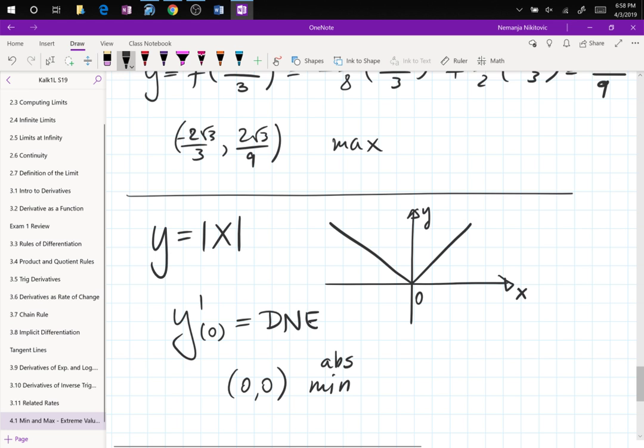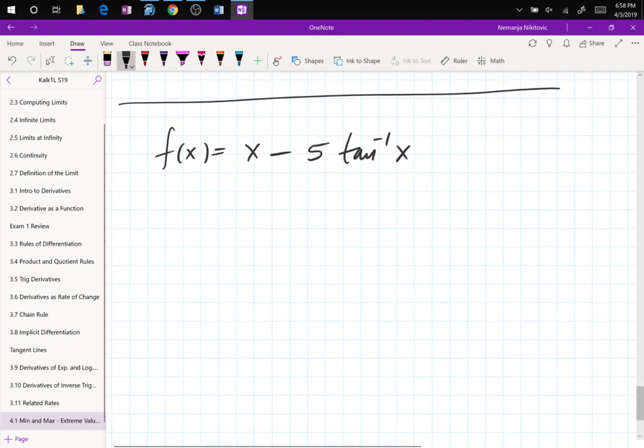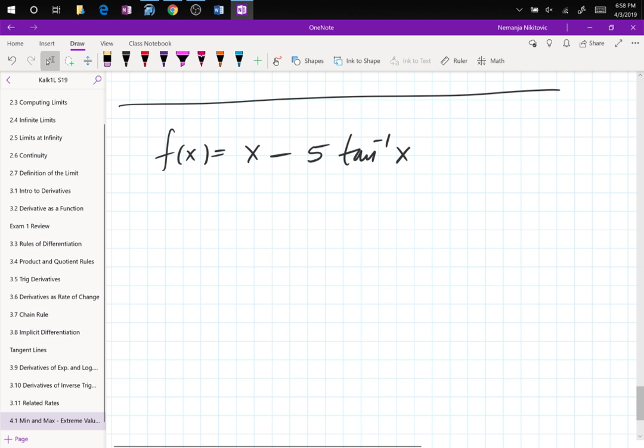All right, we still have another problem to try, and then we will move to the last concept in this lecture and then the break. So one more. How about f of x is equal to x minus 5 inverse tangent of x? Yes, I carefully picked this one.